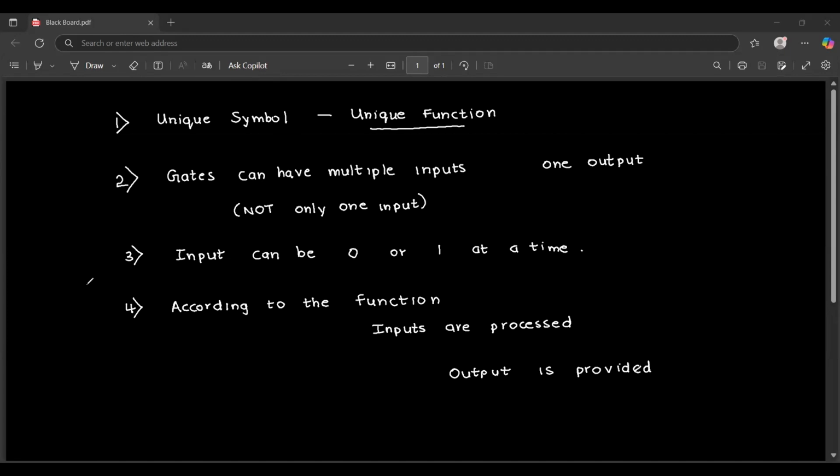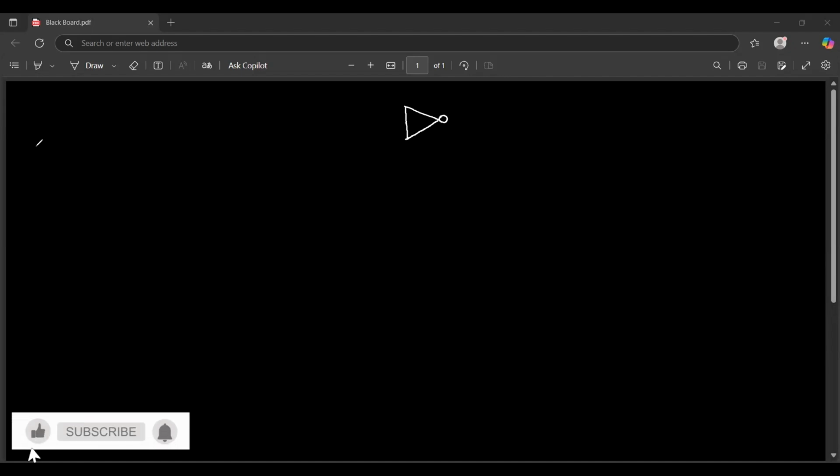Now let's start with the basic logic gates that we have. So what are the basic logic gates? First of all, we have NOT. People start with AND, then OR, and then go to NOT. But I normally start with NOT because it's a very important gate and at the same time the simplest of them all. So this is the symbol for the NOT gate.